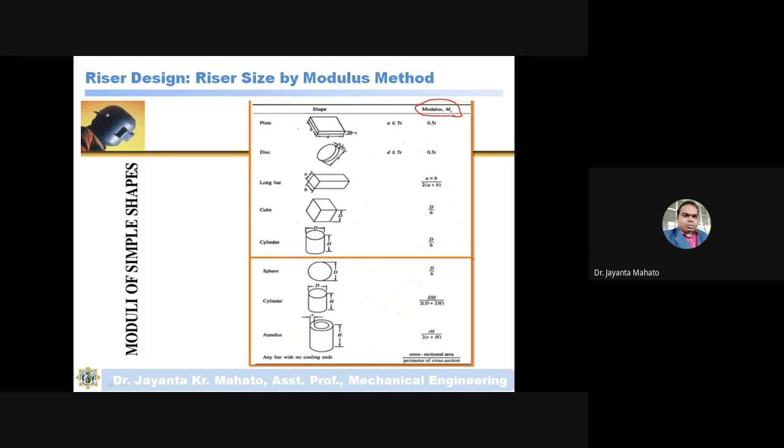For different shapes of the casting, the value of the modulus in terms of casting geometry is different. Like in case of a plate, the modulus of casting is 0.5 into T. Here the only variation is thickness. T is the thickness, and D is the diameter.